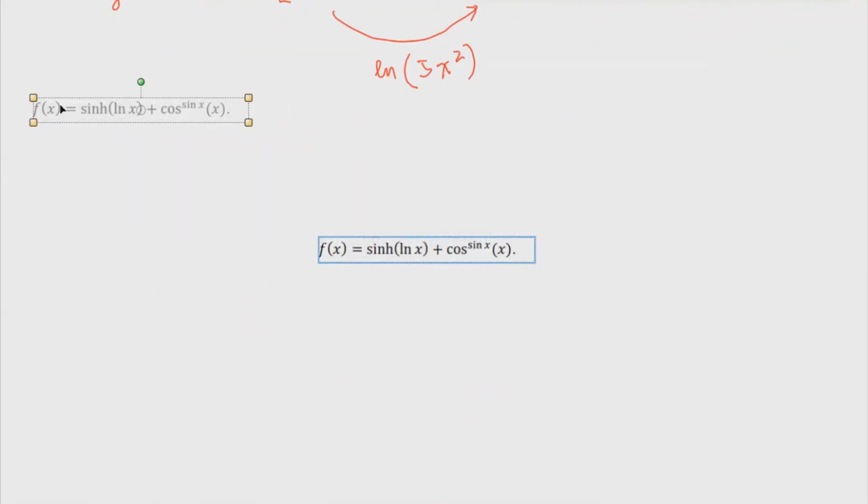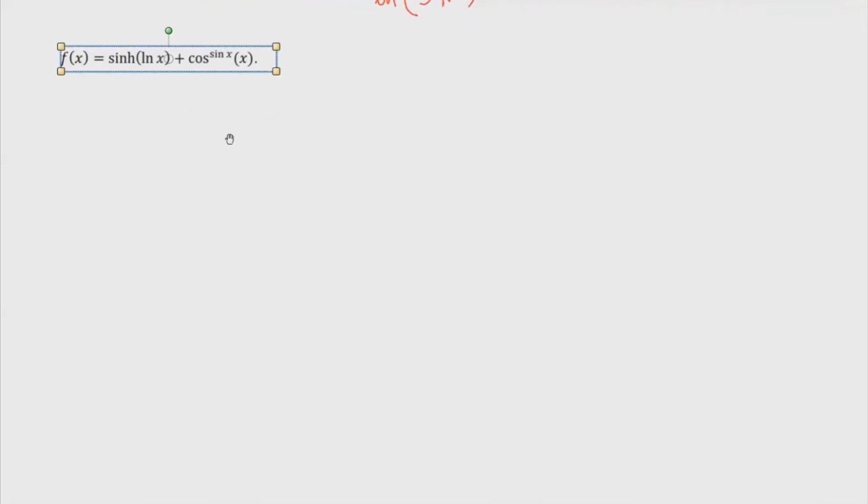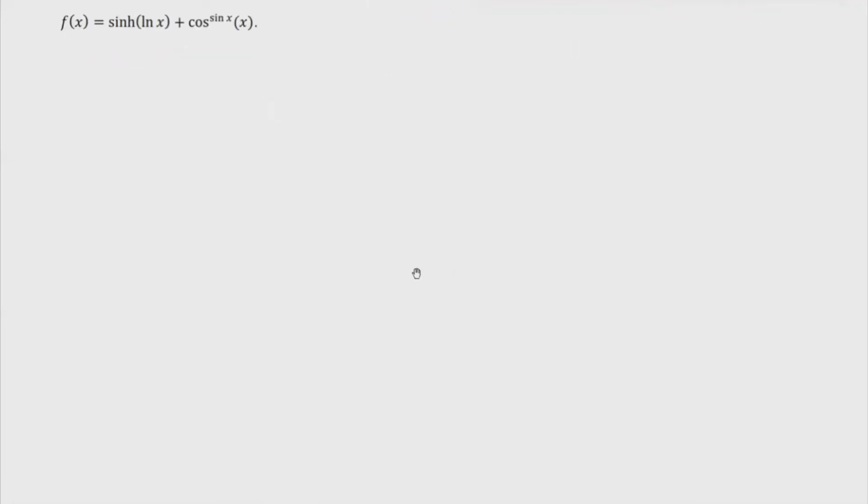Now let's have another one, and I think this will be the last one. Okay, so for this example, we have the hyperbolic sine of ln of x plus cosine raised to sine x of x. So I think this will be kind of long, so I hope it fits on the space that we have. But anyway, let's proceed. So as you can see here, this is a composition function. I'm internalizing right now. So this is a composition function with ln, of course. And then this one is something like u to the v.